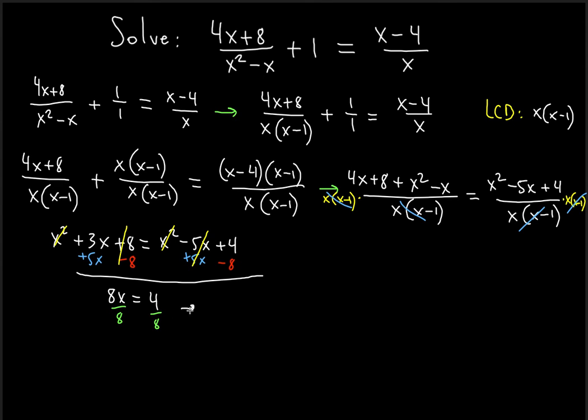So x is going to be 1/2. That's the reduced version of 4/8. 1/2. I think I calculated this wrong. This should have been -4. So this is -4. So -4/8 gives us -1/2.